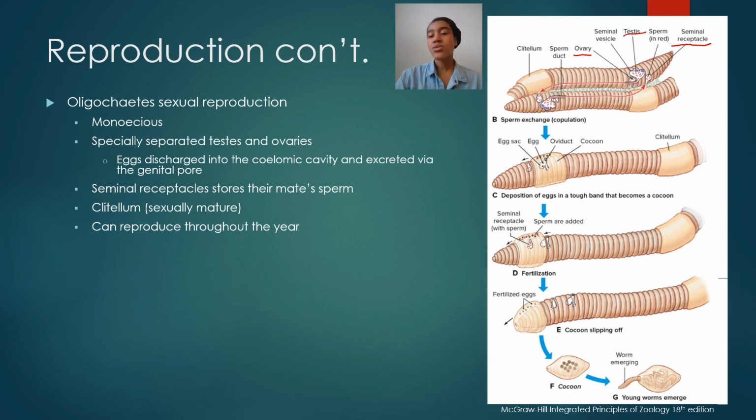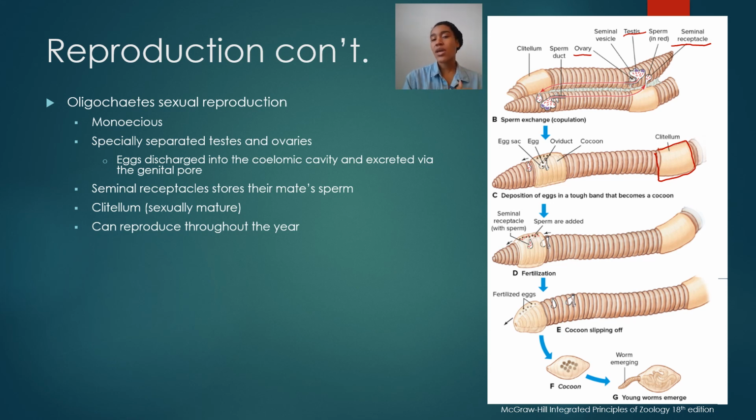Just as a reminder, that cocoon is produced via the clitellum, and the clitellum is only present in worms that are mature. So when they first hatch, when they first come out of the cocoon, worms do not have a clitellum. But once they're sexually mature, they will develop this clitellum, and that will allow for them to undergo sexual reproduction. And this clitellum is always present in oligochaetes.